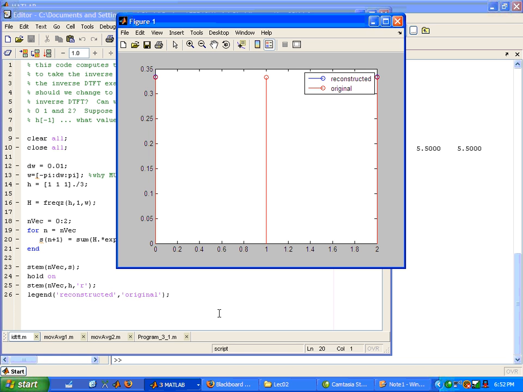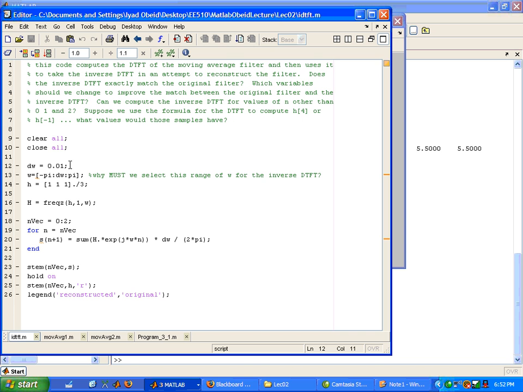So here's a question. If I wanted to get a more accurate estimate of my function, what should I do differently? Good. Does everyone understand what Das said? If I wanted a better estimate, what could I change?